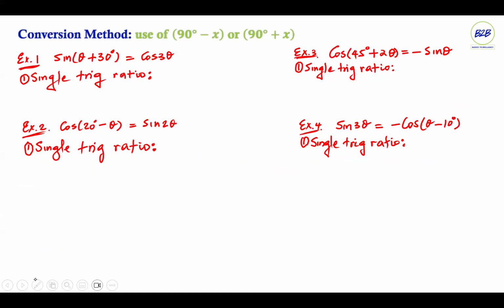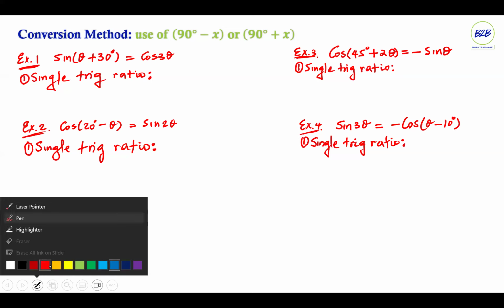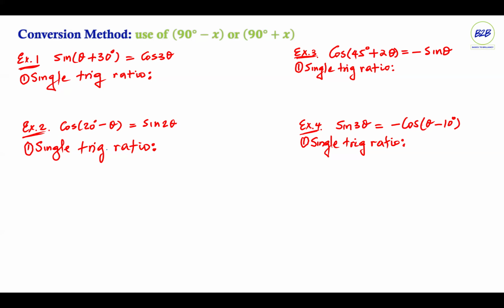All right, before we even begin the next set of problems, let us just briefly unpack this method, the conversion method. Here we will use things like 90 degrees minus x and 90 degrees plus x. We use that in equations like sine of theta plus 30 degrees being equal to cos of 3 theta.